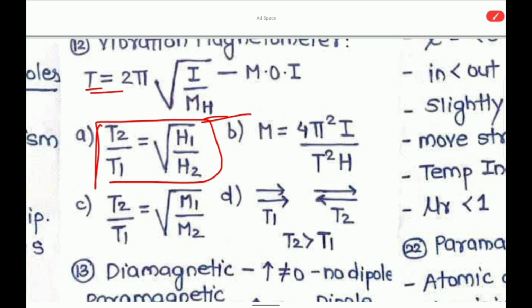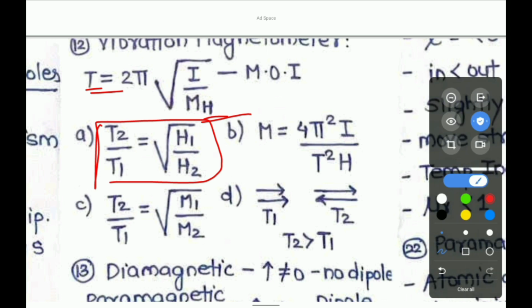An important question will be, they will ask a relationship, as simple as that. The time period is inversely proportional to the horizontal magnetic field. So T2 upon T1 can be regarded as under root H1 upon under root H2.